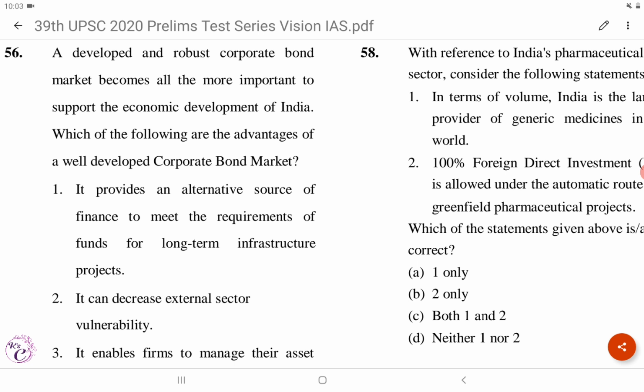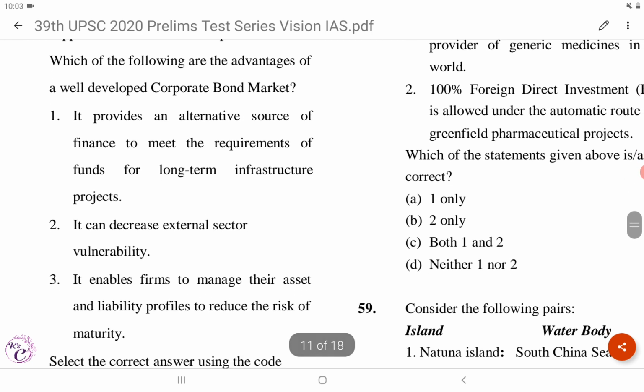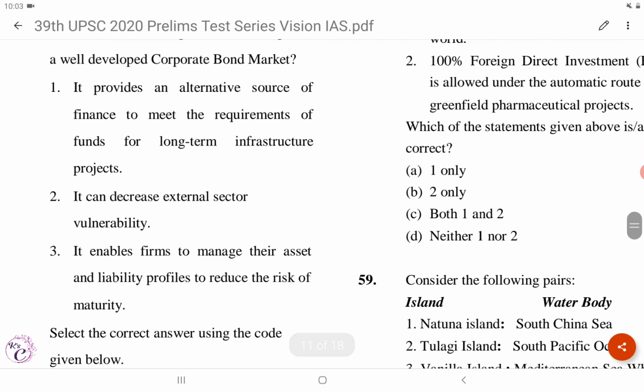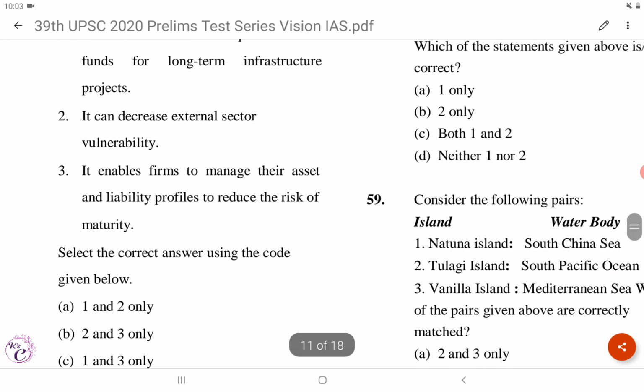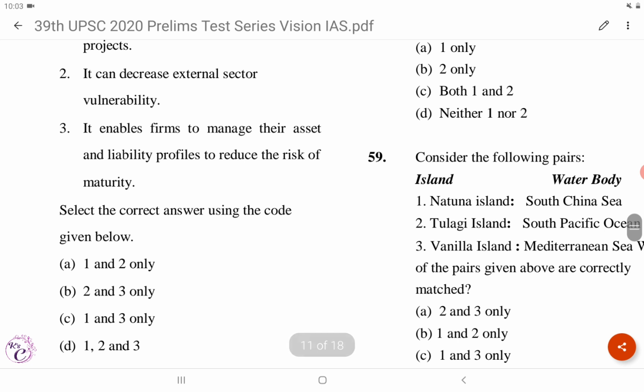Number one, it provides an alternative source of finance to meet the requirements of funds for long-term infrastructure projects. Number two, it can decrease external sector vulnerability. Number three, it enables firms to manage their asset and liability profiles to reduce the risk of maturity. Select the correct answer using the code given below.